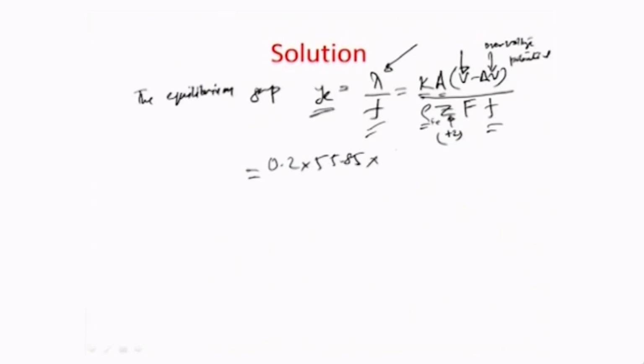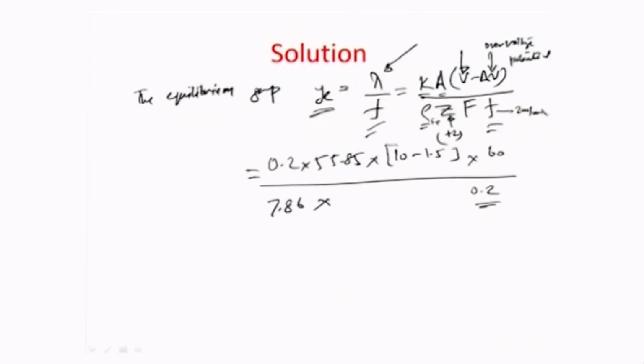55.85 is the atomic weight for iron, and the overall voltage available is 1.5 volts, the overvoltage which is available, times 2 millimeter per minute, meaning you can convert it into centimeter per second by multiplying with 60 and dividing by 0.2. Okay, that is how the feed rate is 0.2 by 60 centimeter per second, times the density of iron, which is 7.86 grams per centimeter cube. We are assuming the lowest valency state and 96,500 coulomb, which is the Faraday constant.